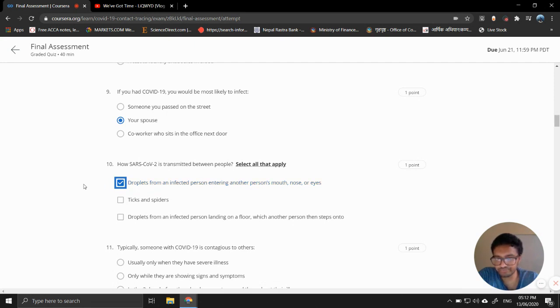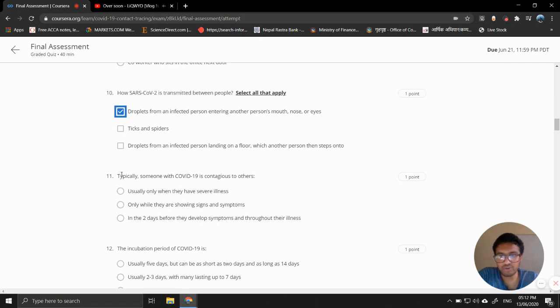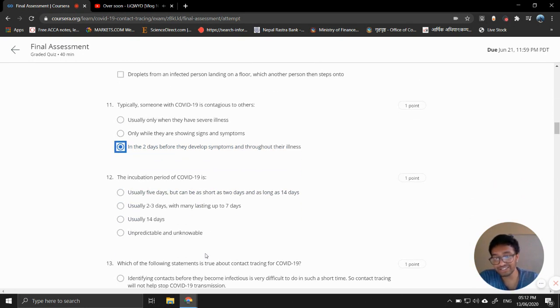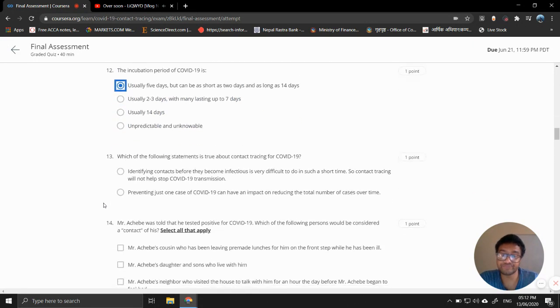That's our option. Number 11, typically someone with COVID-19 is contagious to others beginning 2 days before they develop symptoms and illness. Question number 12, the incubation period of COVID-19 is usually 5 days but can be as short as 1 day and as long as 14 days. Question number 13, which of the following statements is true about contact tracing for COVID-19? Preventing just one case of COVID can have an impact on reducing the total number of cases over time.